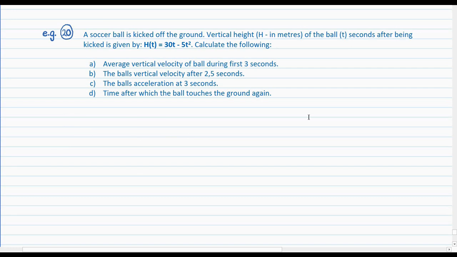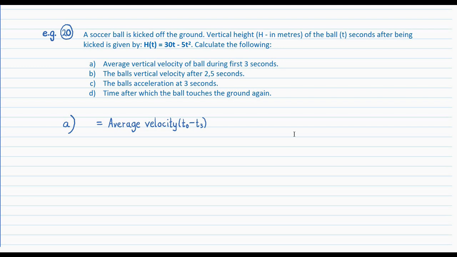Vertical height, capital H in meters, of the ball t seconds after being kicked is given by h as a function of t equals 30t minus 5t squared. Calculate the following. For part A, we need to determine the average vertical velocity during the first 3 seconds. Just keep this terminology in mind.